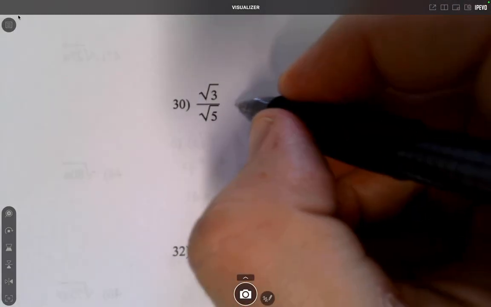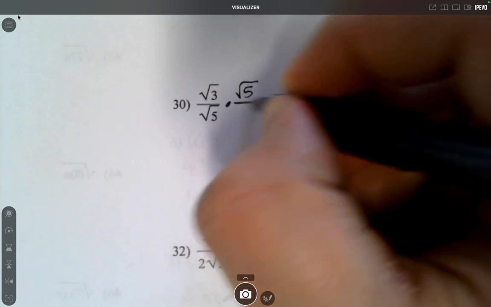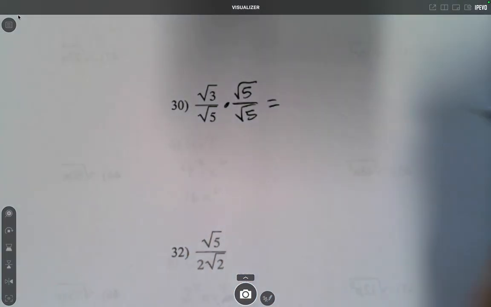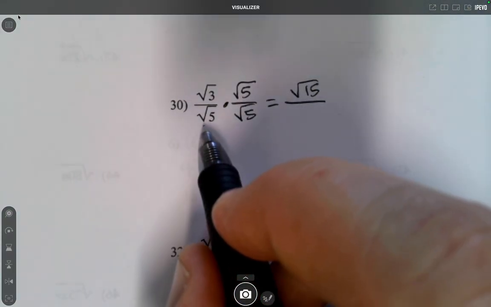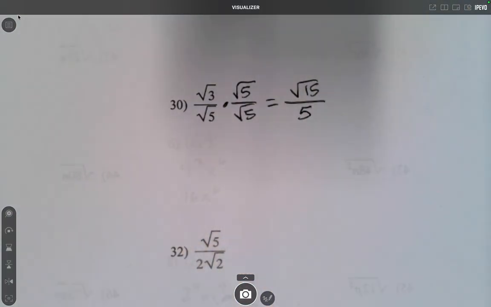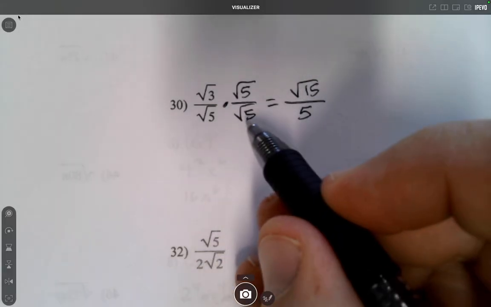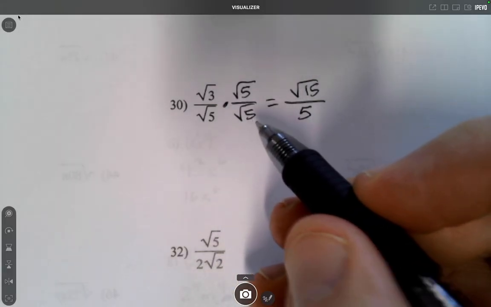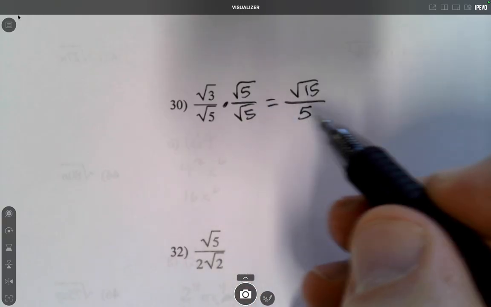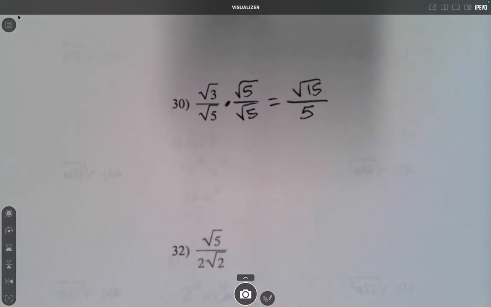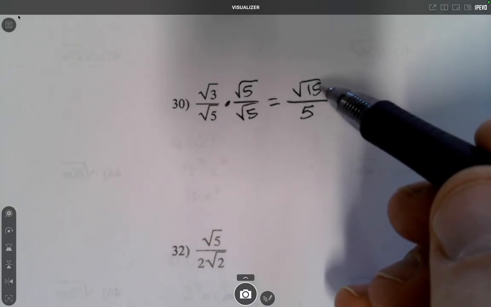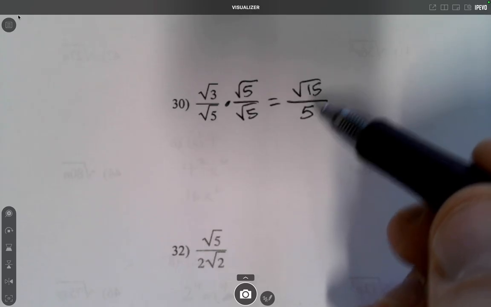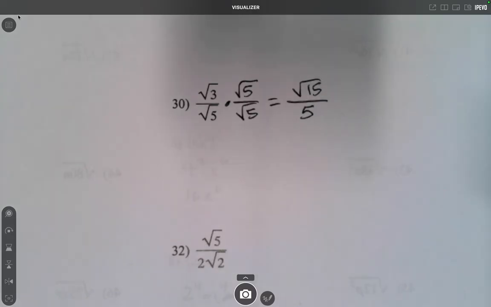Okay, on 30, same process. We have a square root of 5 in the bottom. So the way we'll fix that is multiply the top and bottom by the square root of 5. Square root of 3 times square root of 5 is the square root of 15. Square root of 5 times square root of 5 is 5, because the square root of 5 times the square root of 5 is the square root of 25, and the square root of 25 is 5. And we cannot reduce this any farther. 5 does go into 15 and 5, but we cannot reduce when one number is inside the radical and one's outside.